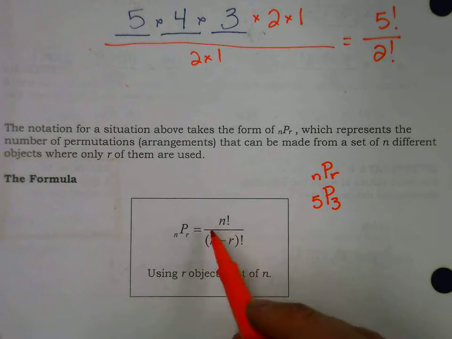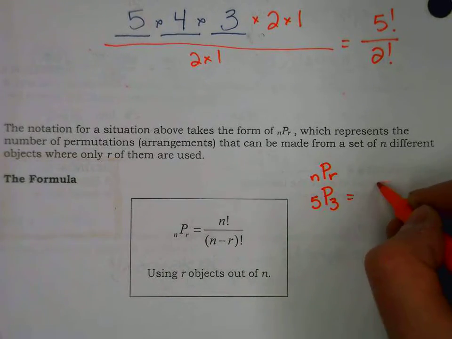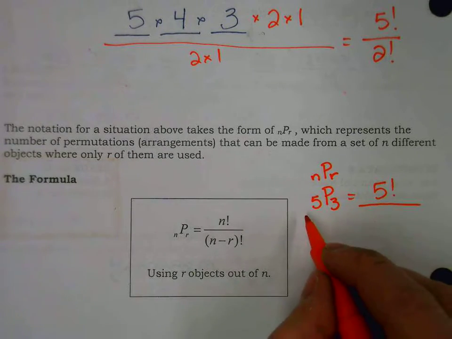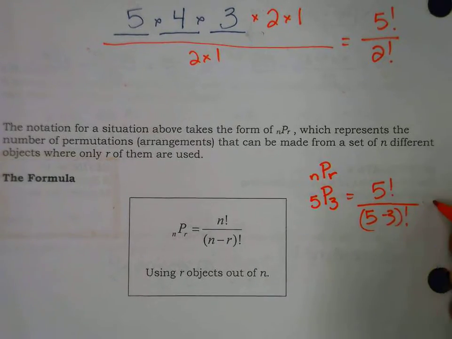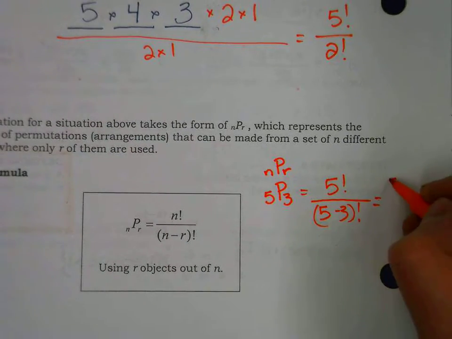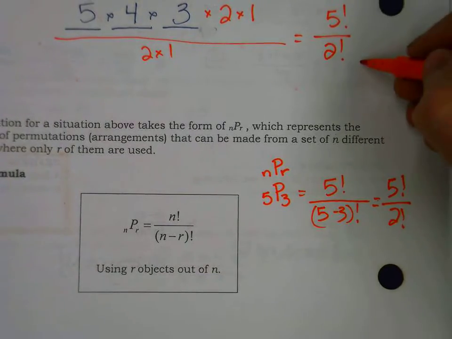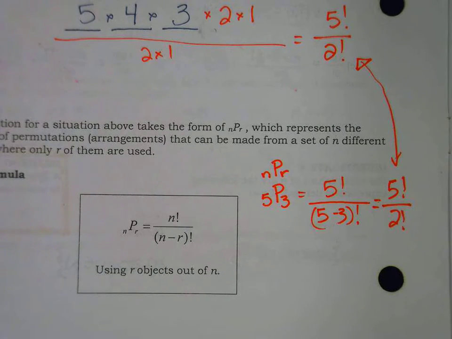Now the formula has an n factorial over an n minus r factorial. 5 is the n, so we have a 5 factorial divided by n minus r factorial, which is 5 factorial over 2 factorial, which, if you compare, has the same value. So this formula becomes a very, very powerful tool in saying I've got this many objects and this is how many I'm going to select.